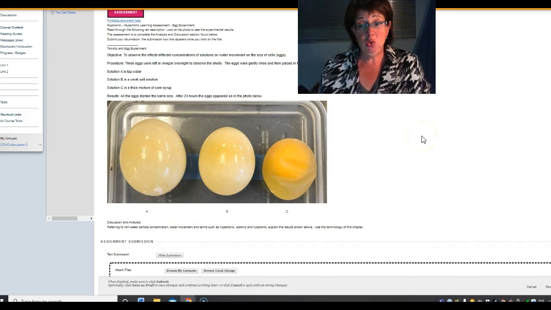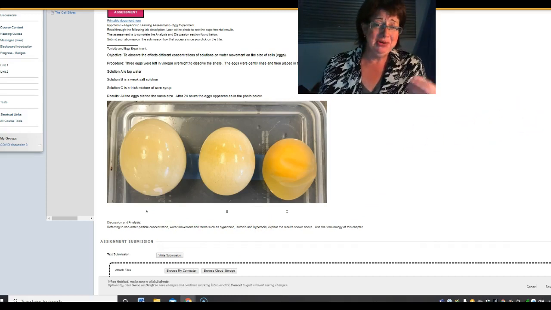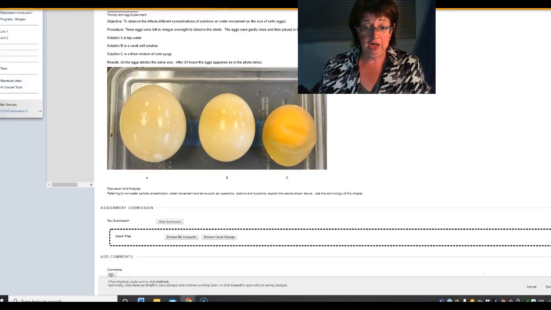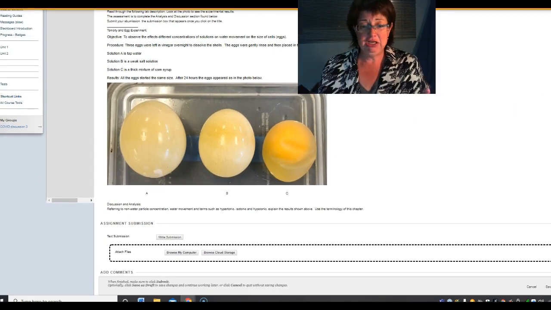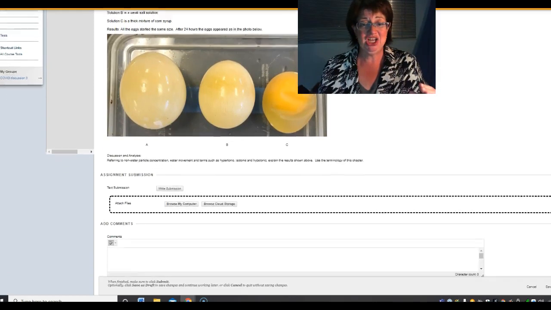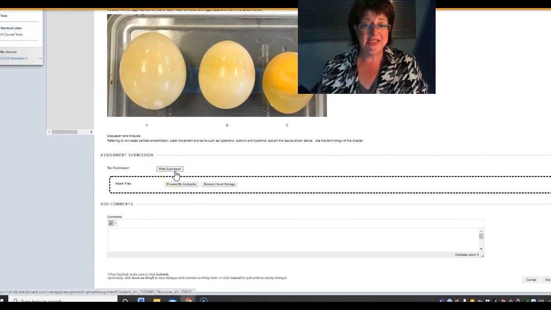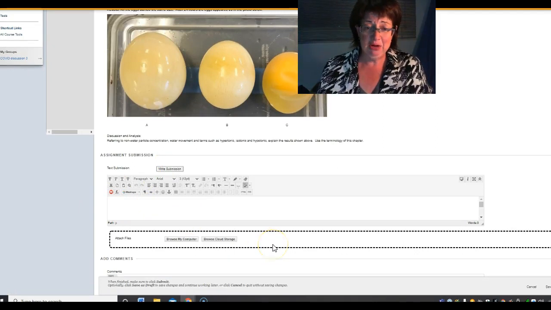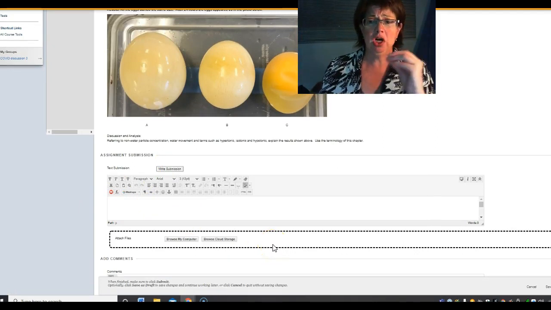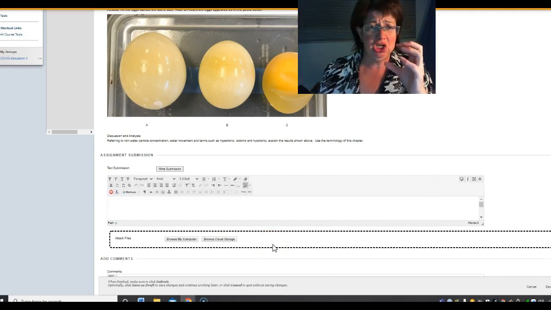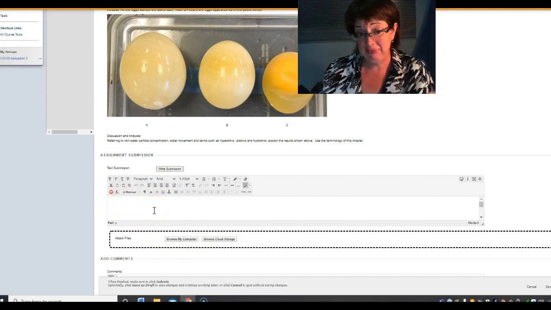Now, when you make your submission, it's best to type it up on another document, on a Word document first, and just submit the analysis and the discussion. And you do that by hitting the submission. Now you can type it right in here, but realize I'm paying attention to sentence structure and the use of terminology. So I want it well written. So you may want to write it in a Word document, use spell check, and then you can either attach the document or you can copy and paste it into the submission. Okay? And then you just hit submit.